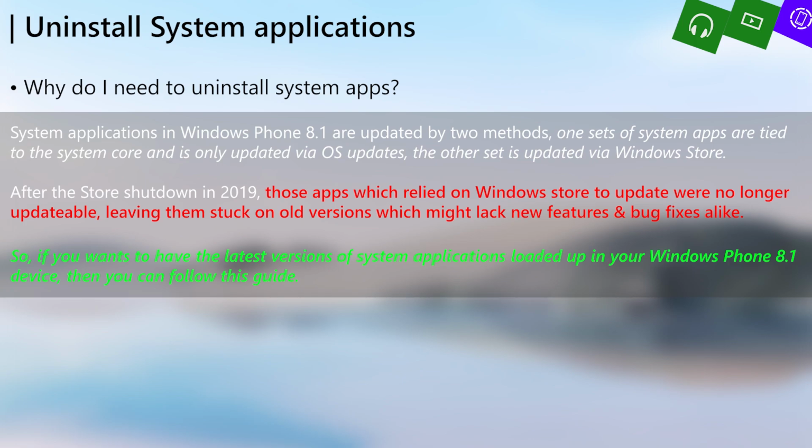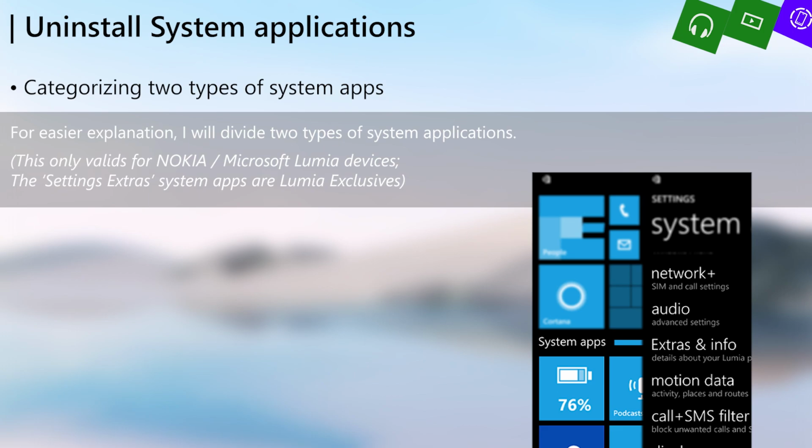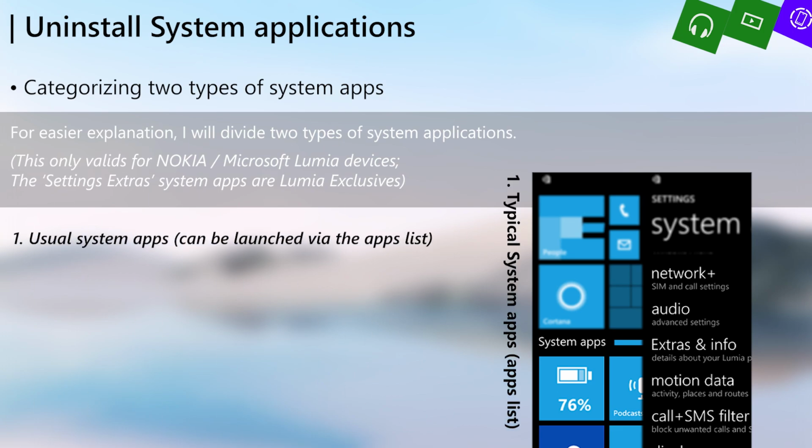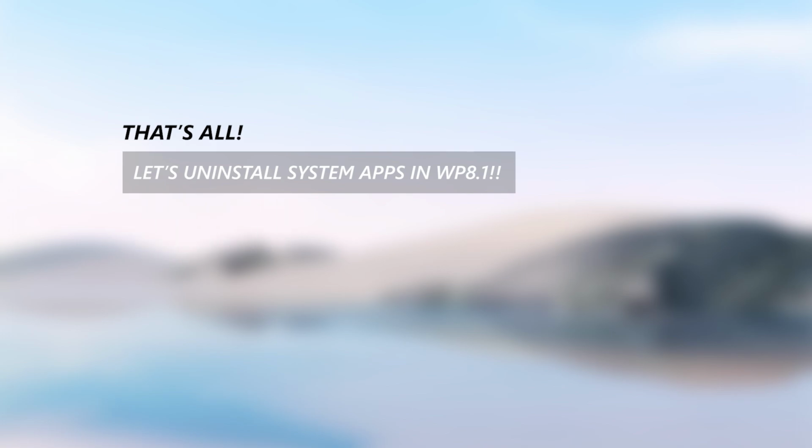In order to make this guide clear, I will divide system apps into two types. One is the usual system applications which can be found and launched in the apps list. The other is Settings Extras system apps. These can be found and launched in the Settings app and are exclusive to the Lumia lineup. I will showcase uninstalling these two types separately. So, that's all you need to know. Let's dig into uninstalling system applications in Windows Phone 8.1.